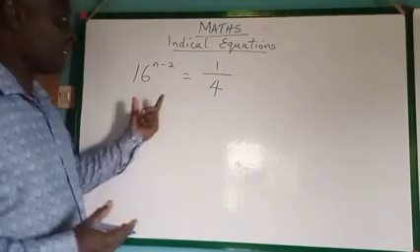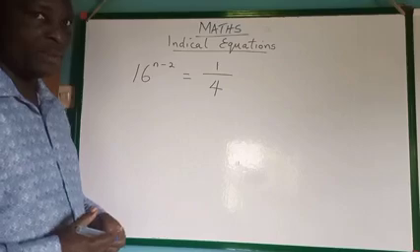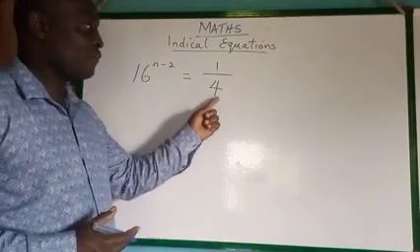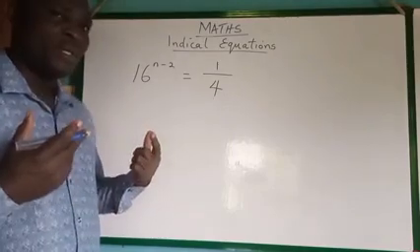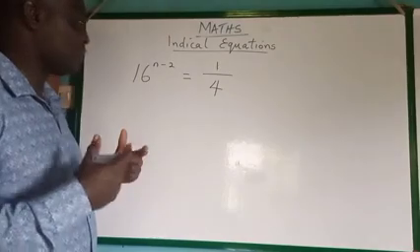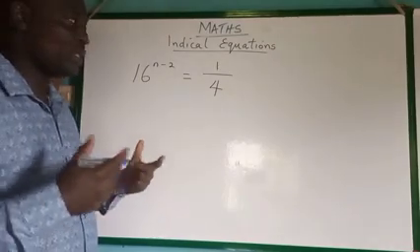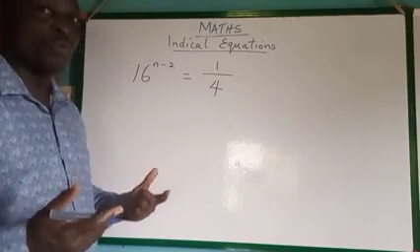Now look at the left hand side. 16 is the root number. Look at the right hand side. 4 is the root number. Can you imagine or look at what is common between 16 and 4? What relationship can we draw between two of them?